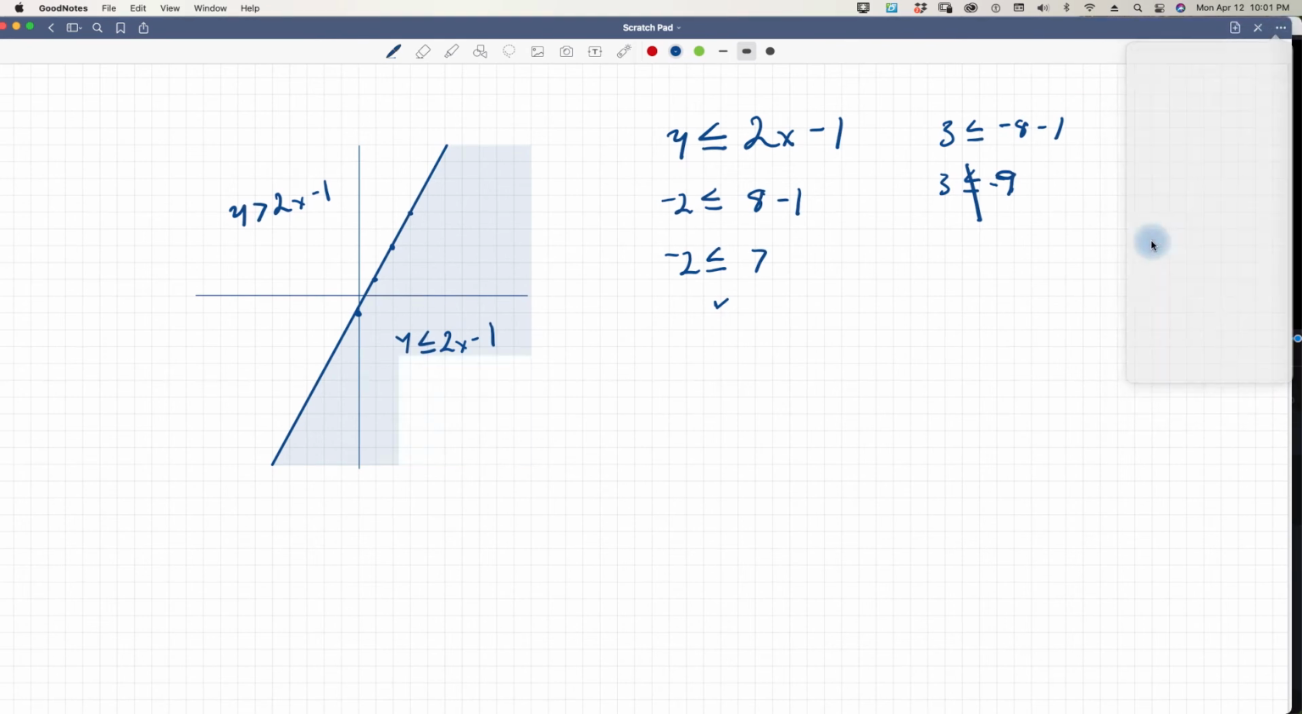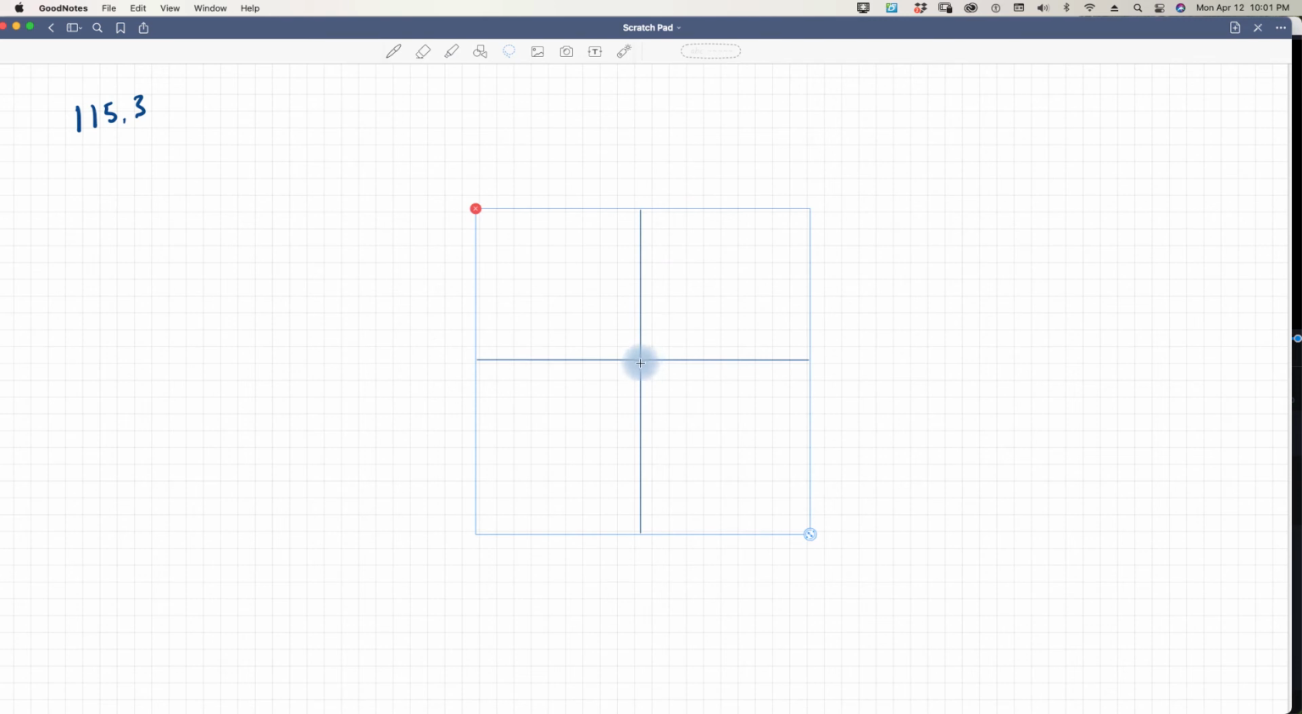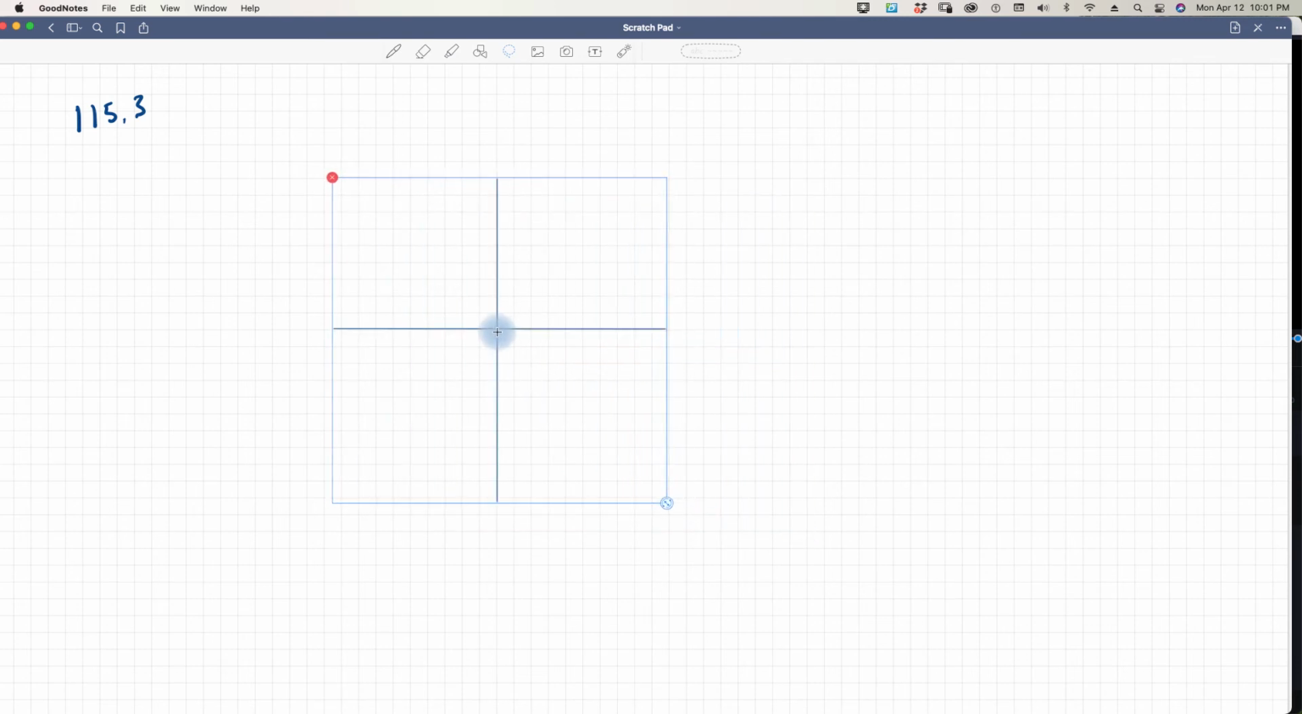Let's clear this page. These are kind of fun. This is 115.3. Let's drop in our graph. Put it over here. Right? And our graph is y. Ooh, not the right thing. Y is greater than -2. Okay?